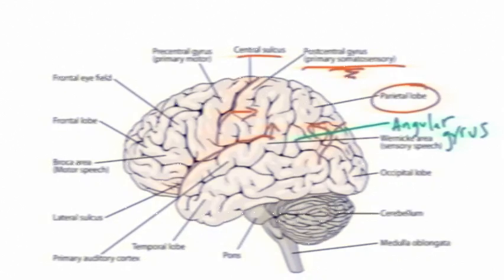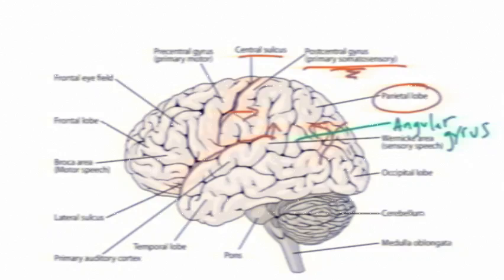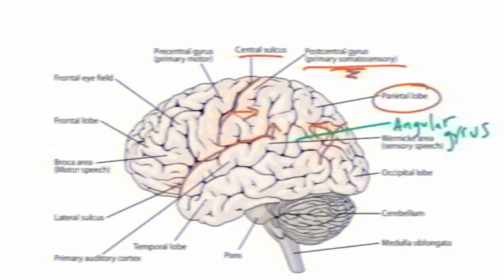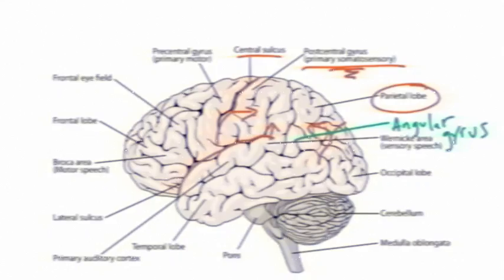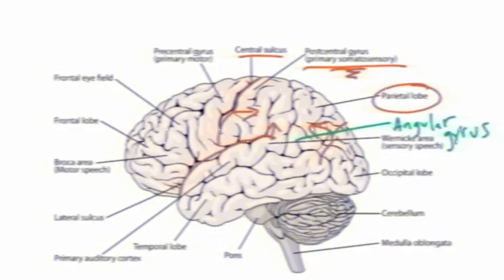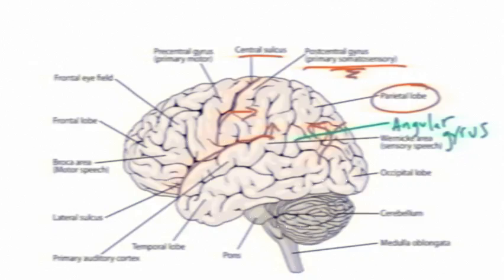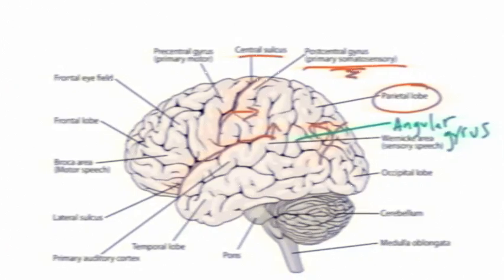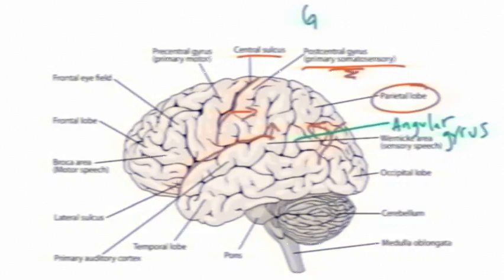Okay, the next important gyrus in the parietal lobe is the angular gyrus, which we pointed out already. And the angular gyrus is associated with performing mathematical calculations, writing, distinguishing left from right, and identifying fingers on the hand. If the angular gyrus in the dominant parietal lobe is damaged, then the patient will be unable to perform these functions, which results in a syndrome called Gerstmann syndrome.